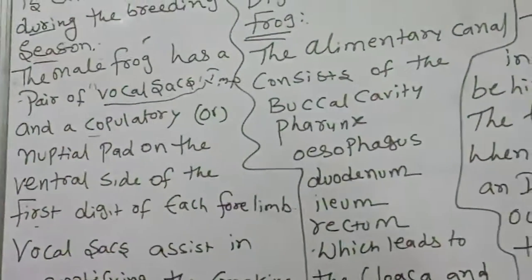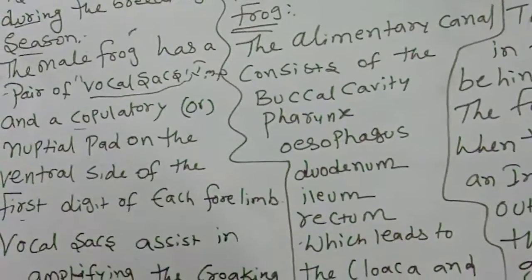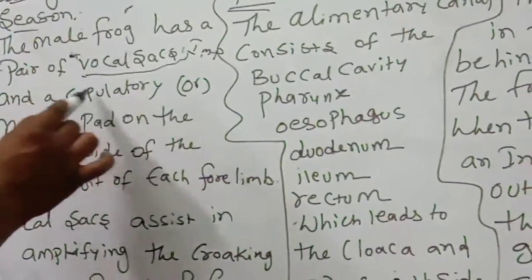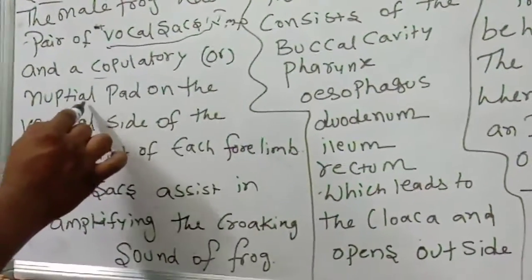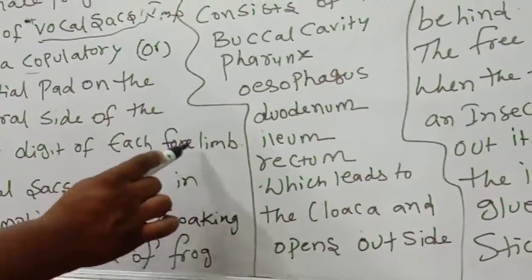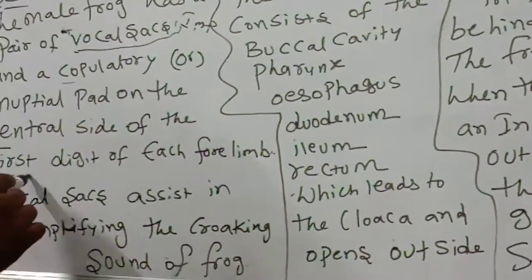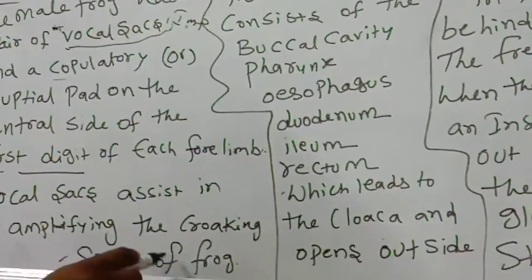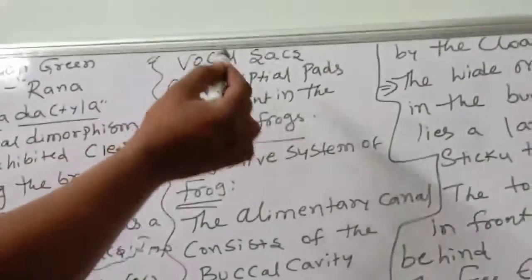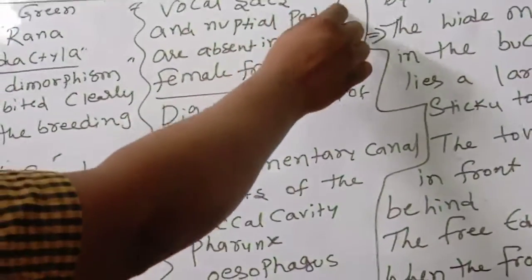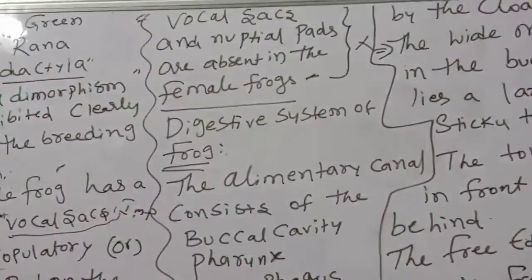How can you distinguish the male frog and female frog? Question will come. The male frog has a pair of vocal sacs and a copulatory or nuptial pad on the ventral side of the first digit of each forelimb. Vocal sacs assist in amplifying the croaking sound in frog. Vocal sacs and nuptial pads are absent in the female frog. So both are absent in the female frog.